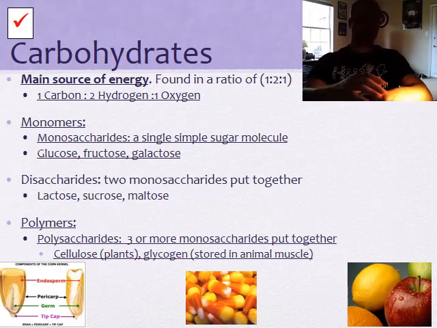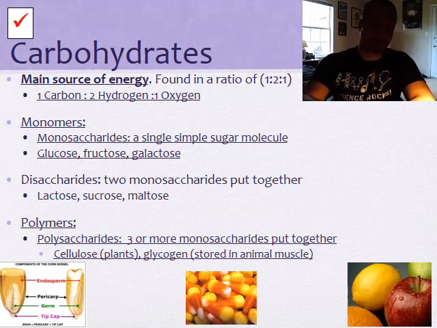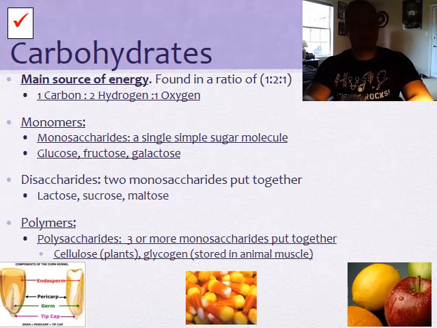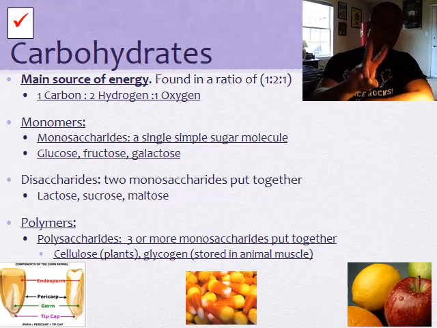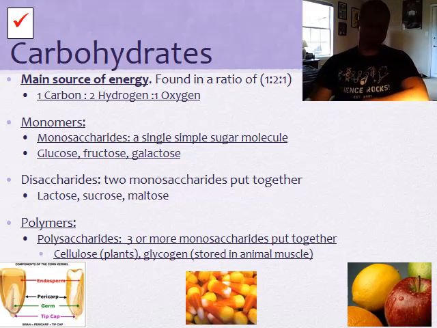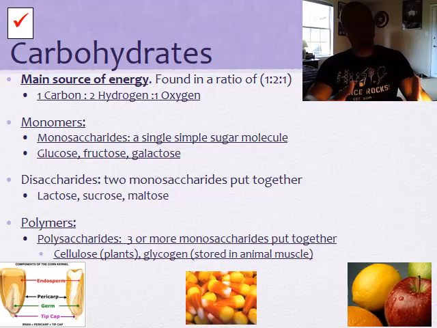The polymers of this are called polysaccharides. So polysaccharides are 3 or more monosaccharides put together. So disaccharide is 2, polysaccharide is at least 3 or more. Some examples of this include cellulose, which stores energy in the plants. And we also have glycogen, which stores energy in the animal muscle tissue.